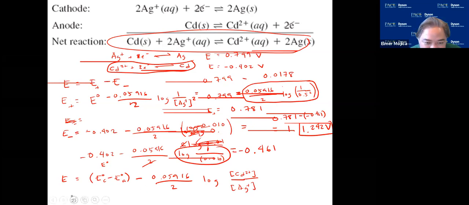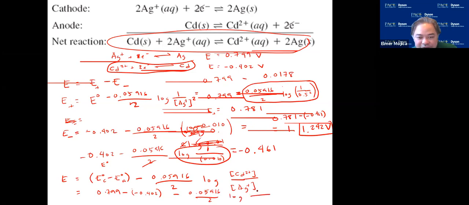So if I'm going to do that, what will happen? So I have 0.799 minus negative 0.402. Okay. And then this whole thing here, log, what do I have here? The 0.01 over 0.5 squared. And that should also give me the same answer.